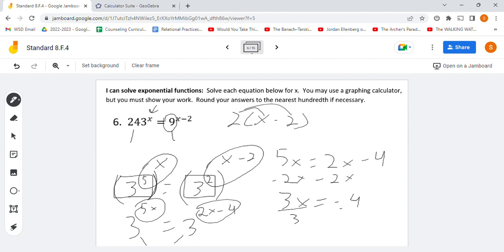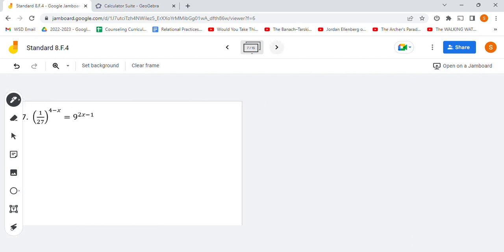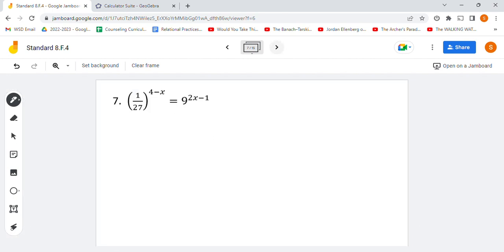Divide this by 3, and we end up with x equals negative 4/3. Our next one, we're going to use the same strategy. We want to break this down into the same base, but we have to remember about negative exponents in order to get this one to work nicely.